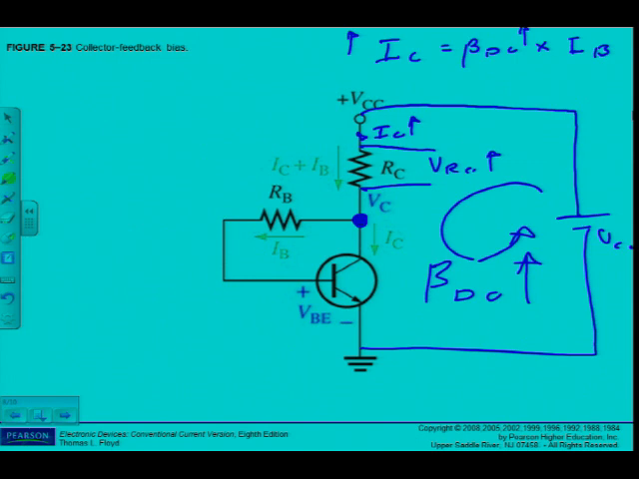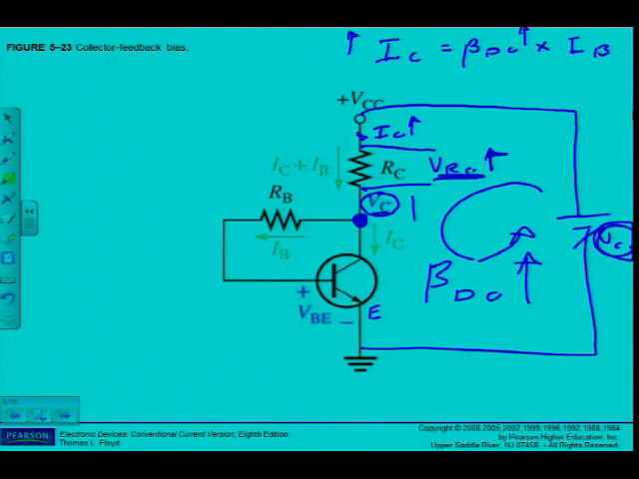Kirchhoff's voltage law states the sum of all the voltage drops equal to the supply, VCC. So, to keep this formula still true, IC increased, in other words, VRC increased. What's going to happen to VC, in other words, the volt drop VC or VCE, which in this case again is the same thing? There's a volt drop over the transistor. So if that VRC increases and still keep Kirchhoff's law true, then what must happen?